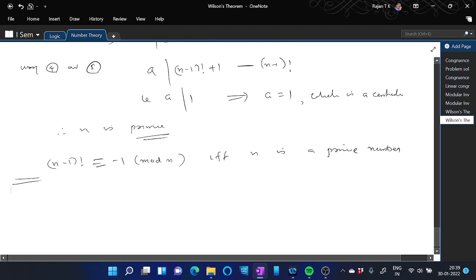Because if it is a prime number, then it satisfies Wilson's condition, (n-1)! is congruent to -1 mod n. But unfortunately, this has no applicability because computing (n-1)! is very difficult when n is very large.